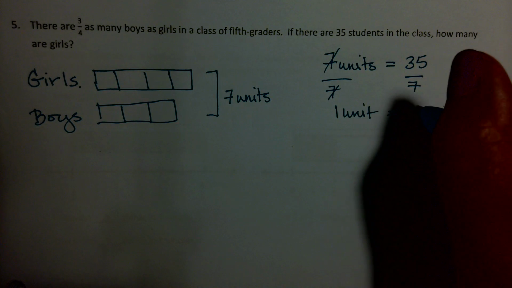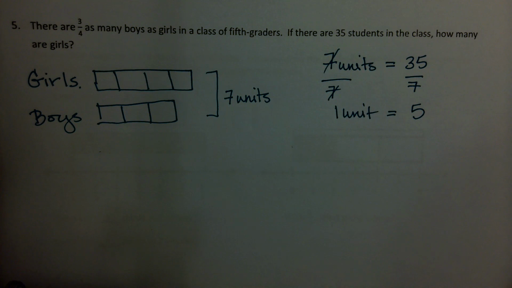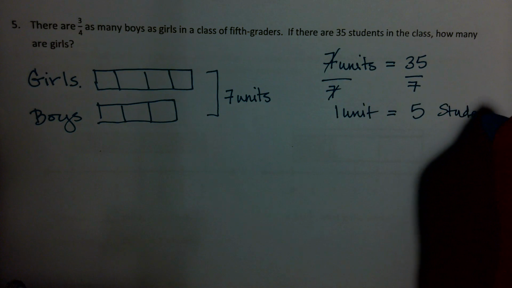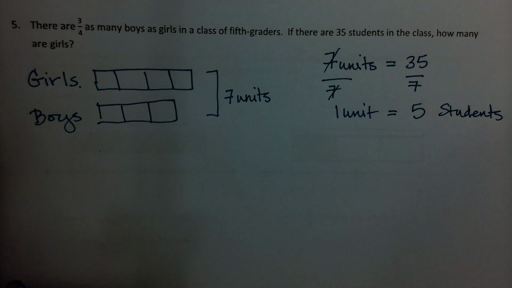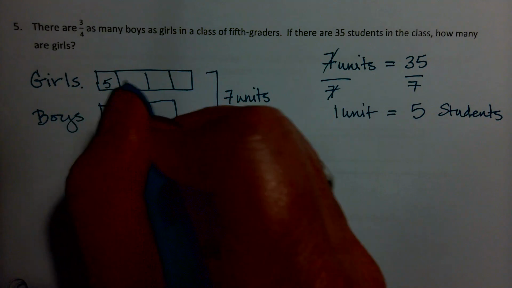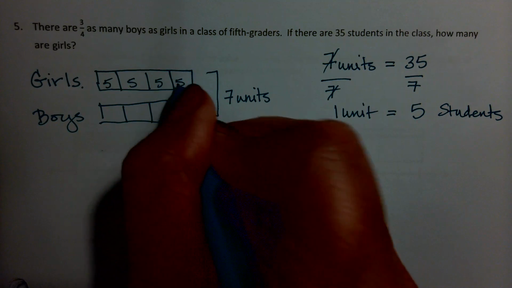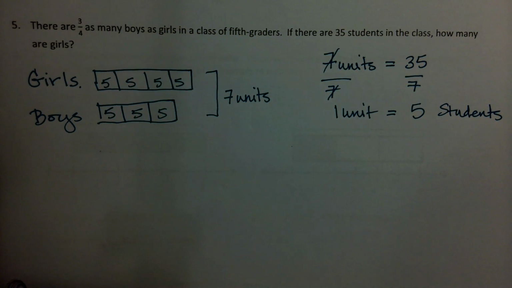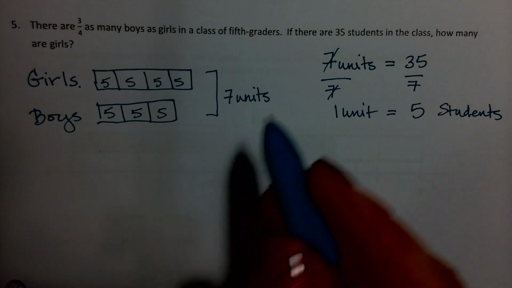35. 5, right? 5 students. So 1 unit is equal to 5 students. So if this is 5, 5, 5, 5, 5, 5, 5, does that make sense? Is that mathematically sound? So let's go back.